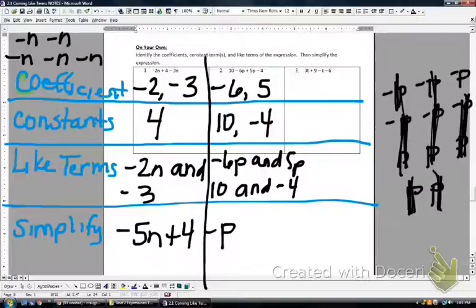Then I have 10 minus 4. So I look at, let me circle what I'm looking at. I look at this right here. These are my constants. I have 10 minus 4, which is plus 6. So that simplified is negative p plus 6.